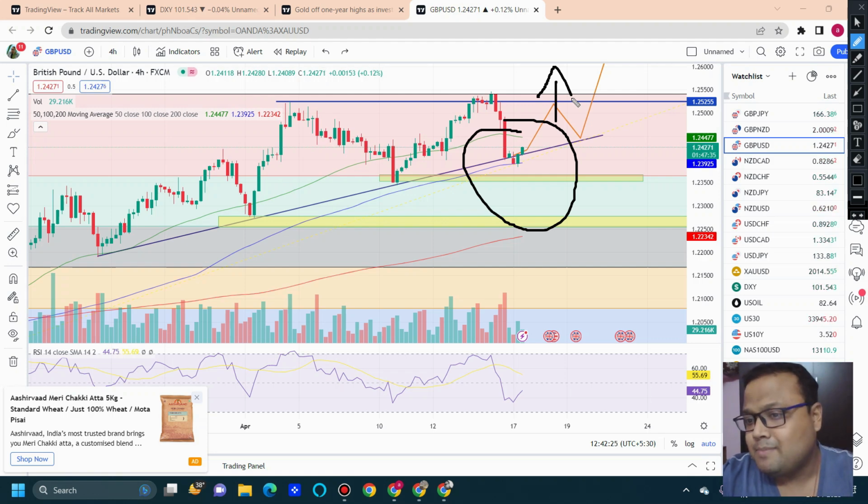Anyways, my dear friends, this is my analysis. I can be wrong as well. Please follow proper risk management. 100% accuracy is not possible, so risk management is extremely important.